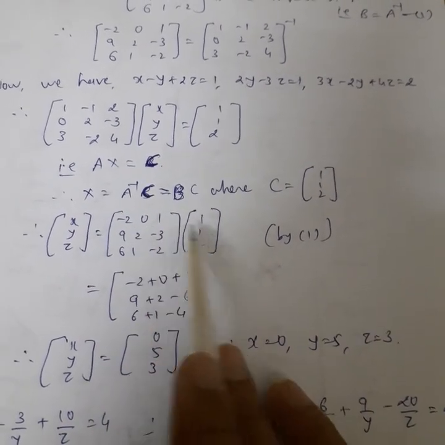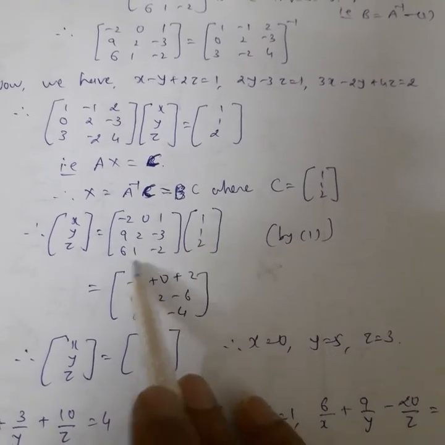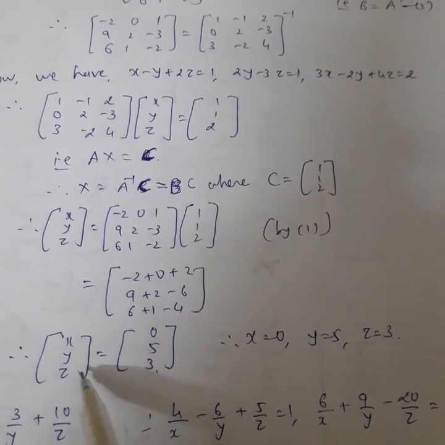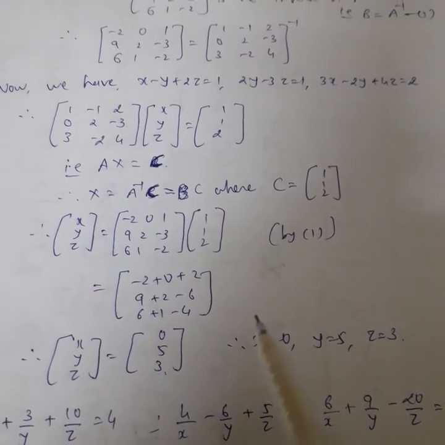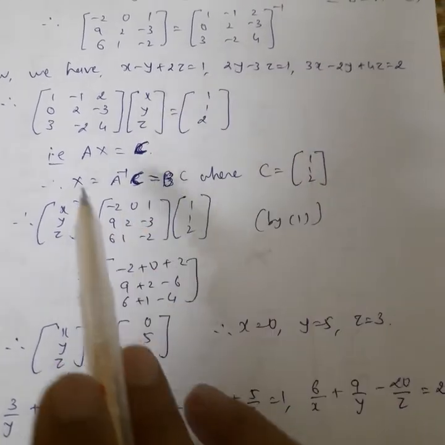So it is minus 2 plus 0 plus 2, 9 plus 2 minus 6, and 6 plus 1 minus 4. So we get 0, 5 and 3. These are the values of x, y and z respectively. We substitute these values in this equation. If it satisfies, then our answer is correct.